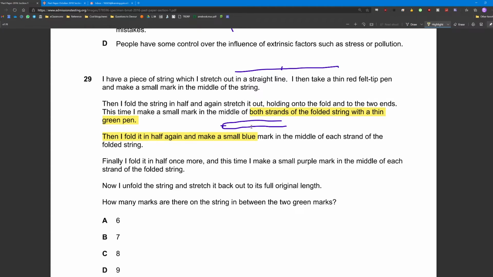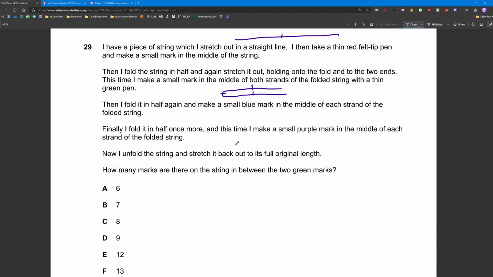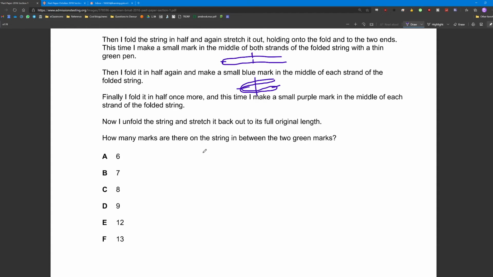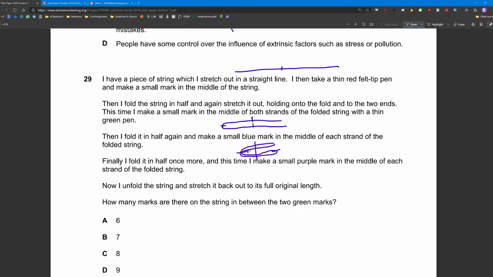A thin green pen. Oops. Okay, I don't know how to undo that. Right, thin green pen. Then I fold it in half again and make a small blue mark in the middle of each strand of the folded string. And then I unfold the string and stretch it back out to its full length. How many marks are there on the string in between the two green marks?